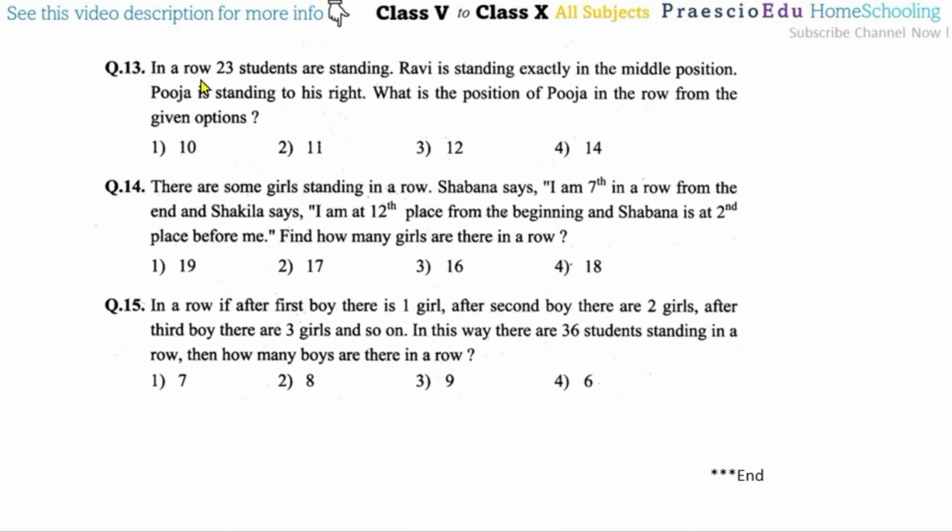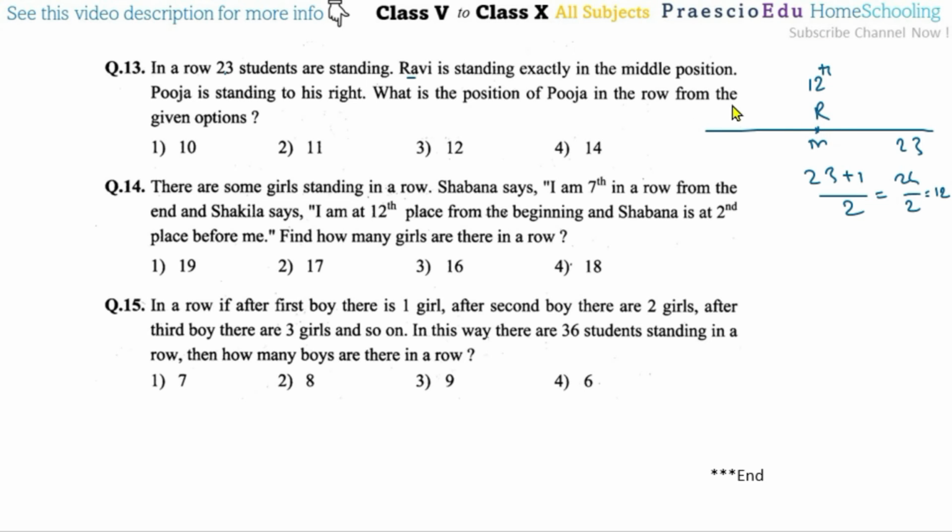Then question number 13. In a row, 23 students are standing. Ravi is standing exactly in the middle position. Pooja is standing to his right. What is the position of Pooja in the row from the given options? Okay. So we don't know from which end, left or right, but in each row, first of all we have to find out Ravi's position. So total 23, and the middle is Ravi. So 23 plus 1 divided by 2, that is 24 divided by 2, means 12. So Ravi's position is 12th, which is the middle one, okay.